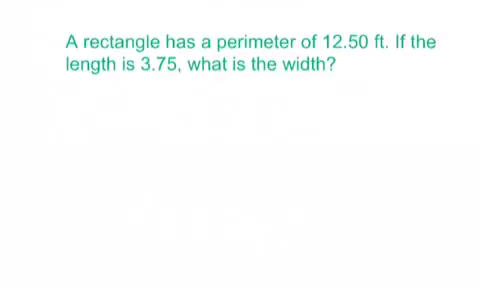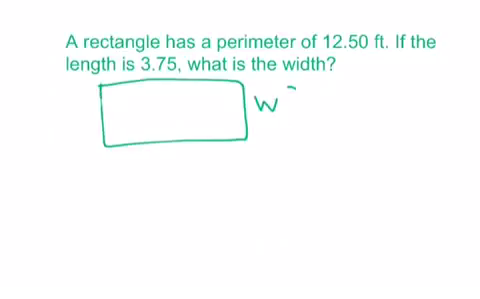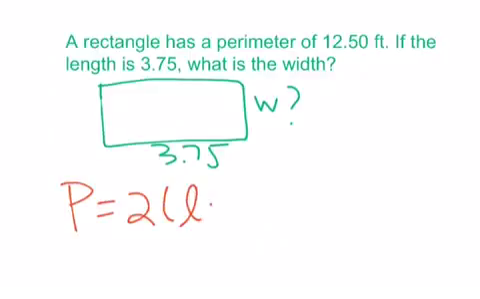Okay? Same thing here. A rectangle has a perimeter of 12.5 feet. If the length is 3.75, what is the width? So remember, a rectangle has 2 pairs of congruent sides. Here's our width. We don't know. Our length is 3.75. So our perimeter here, again, we're going to go back to the old-fashioned perimeter formula. So perimeter equals 2 times length plus width. But on this one, I'm actually going to change it up because it'll be easier if I do 2 of the length plus 2 of the width.